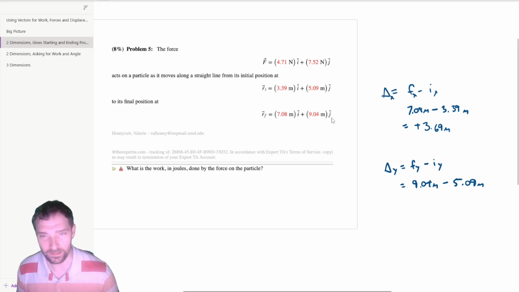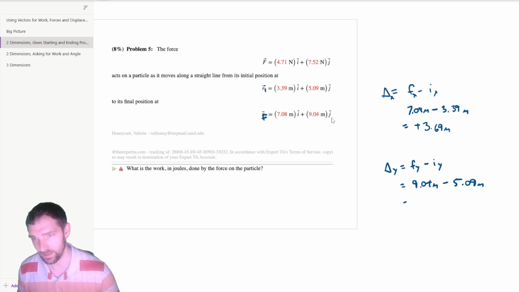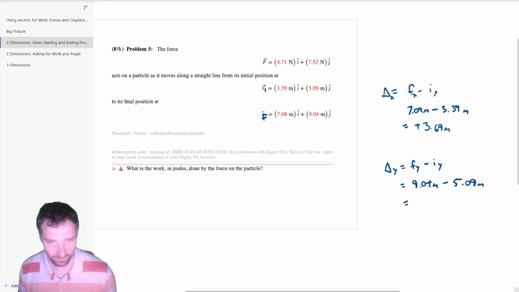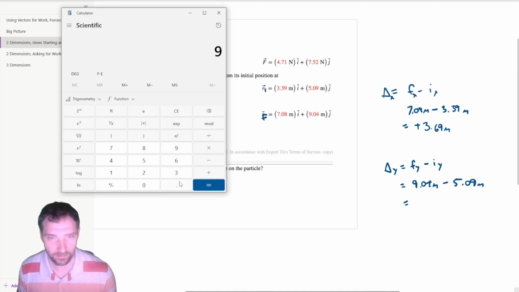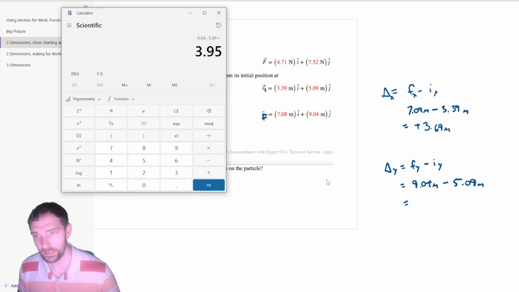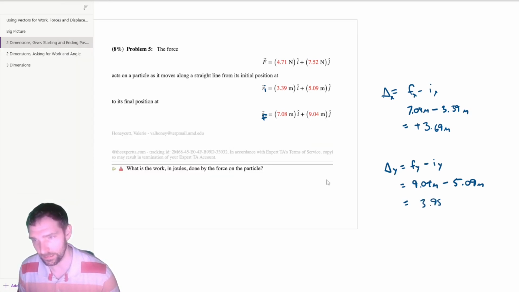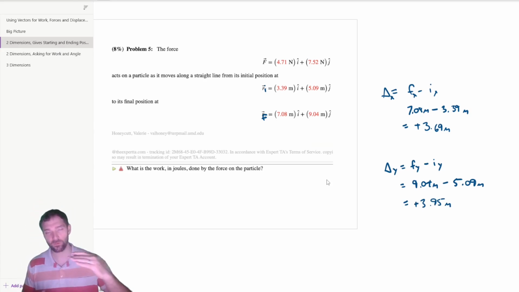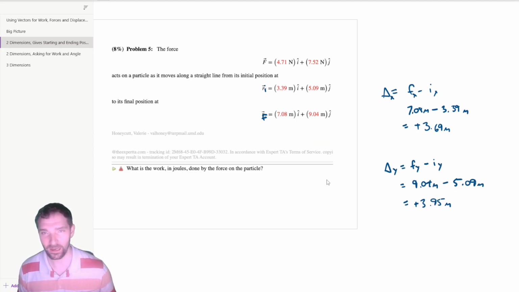So it looks like this was the final, and this was the initial. It looks like we have the correct numbers in the correct spots. Always a good idea to double check that though. And then we've got 9.04 minus 5.09. And I'm seeing 3.95 meters as that vector, a positive. So it looks like both the force and displacement are going up and to the right.